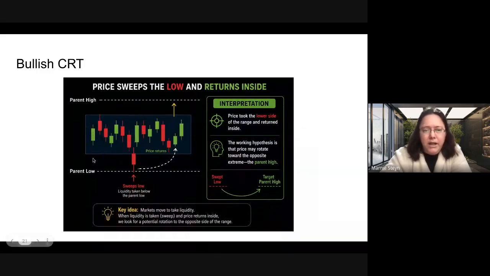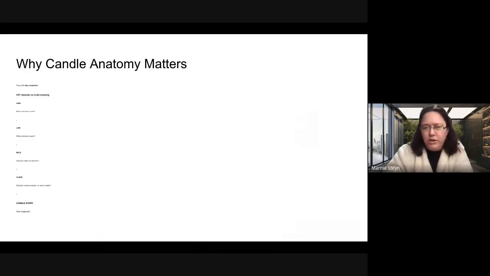Same thing, parent high and low. It sweeps the low, comes back into the area, and then you want to target it towards the opposite side. Okay, so that's what a bullish CRT looks like. Now, I know this is very, very small.